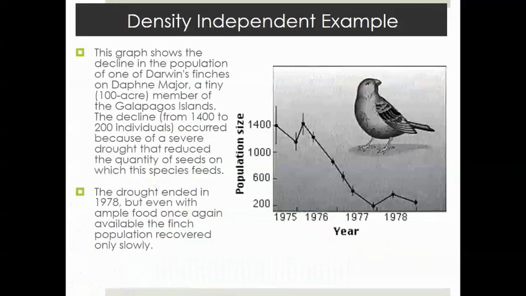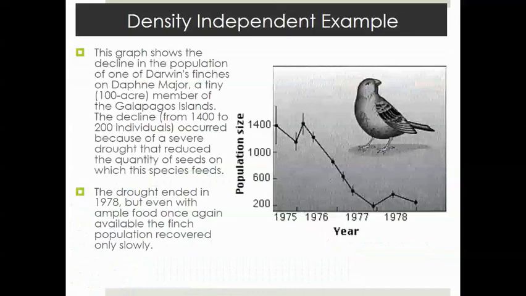The last example I wanted to go ahead and talk to you about is a density-independent example. So here, we're talking about a series of floods that went ahead and affected the population sizes of finches on one of Darwin's islands. So as we can see here, in about, I'd say that is 1975, a little bit before that, the population size of finches on this island was about 1,400 birds. So once that happened, the flood occurred between 1975 and continued until 1978. So as we see here, the number of birds is drastically dropping.